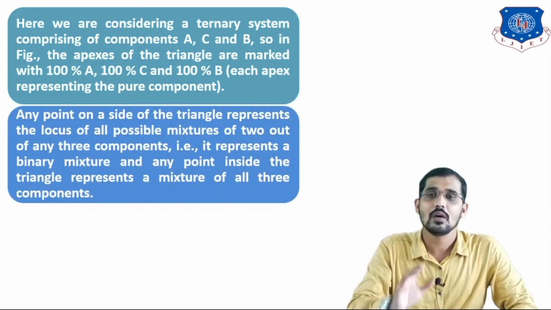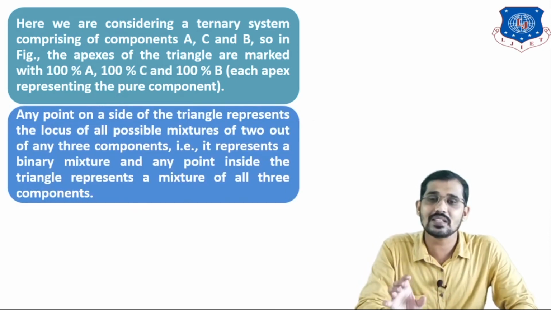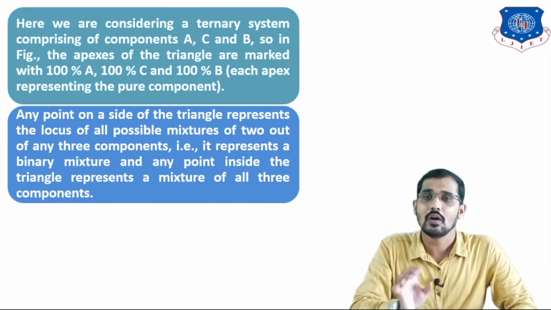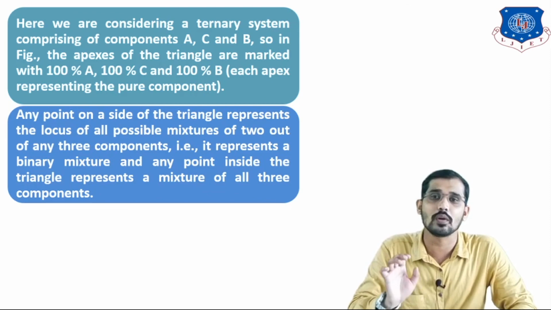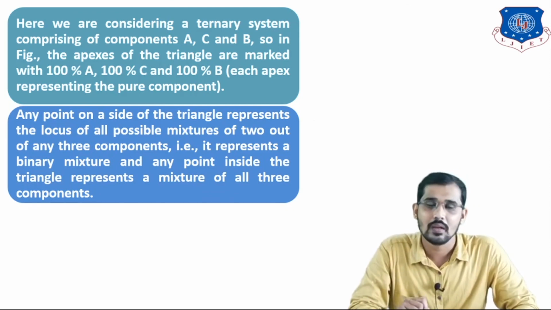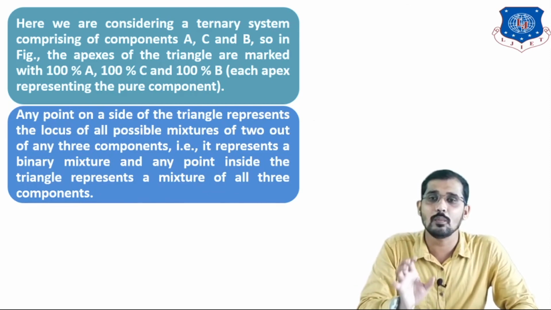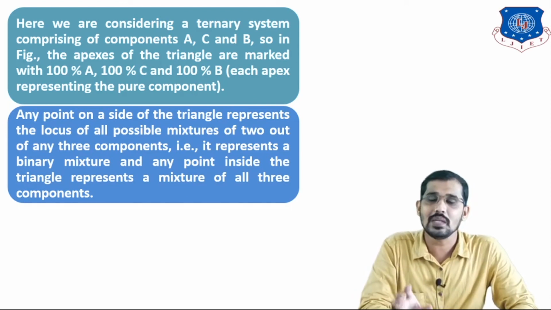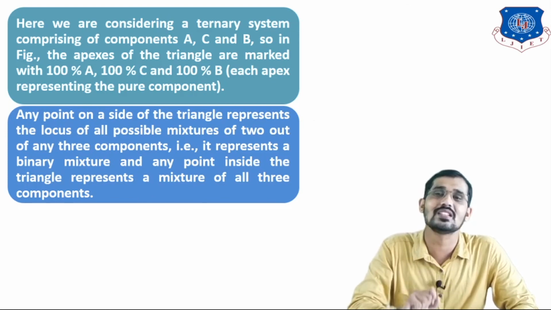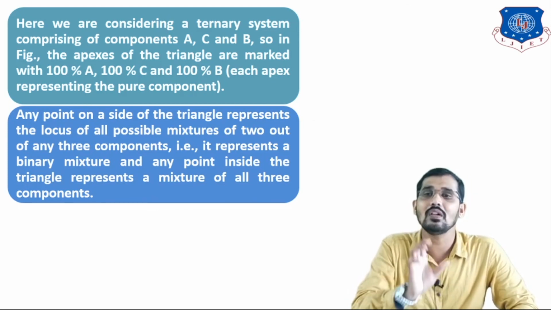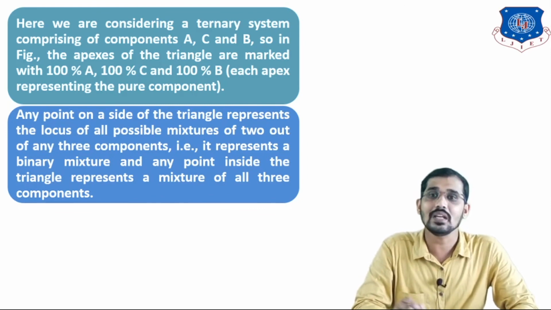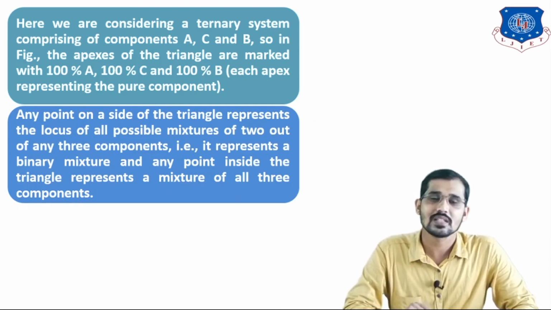According to these points, all the sides of the triangle represent binary solutions. For example, on side AB we have the composition of components A and B, C is not available. On AC we have the composition of A and C, B is not available. Similarly on BC we have components B and C, A is not available. In this manner all these sides represent binary mixtures. But inside the triangle we have a ternary system. That is the meaning of this second point.